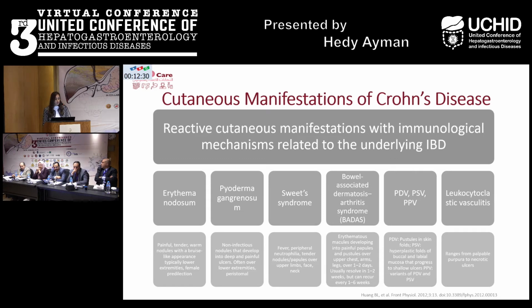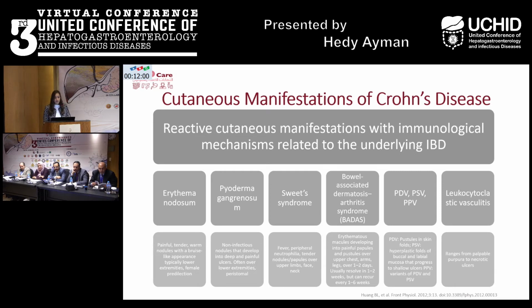Third in this group is Sweet syndrome, which typically presents as tender nodules and papules over the upper limbs, face, and neck that is usually associated with fever and peripheral neutrophilia. Then we have the bowel-associated dermatosis arthritis syndrome. This typically presents as erythematous macules developing into painful papules and pustules over the upper chest, arms, legs, and it usually develops over the course of 1 to 2 days, resolving over 1 to 2 weeks.